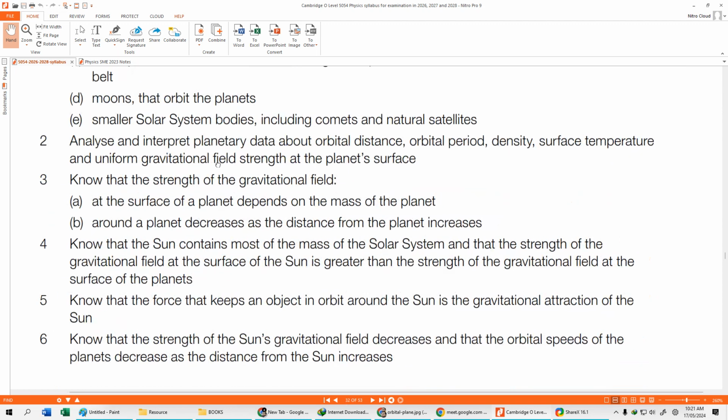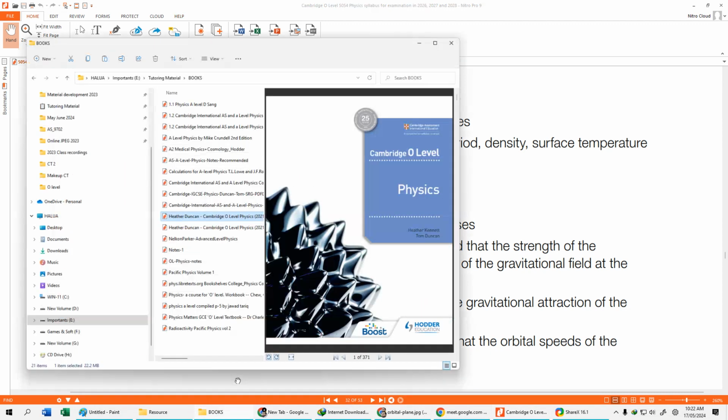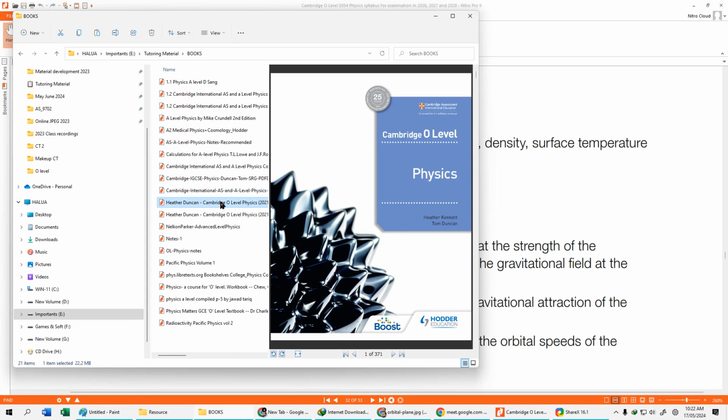Number 2, we can have a look over here. Analyze and interpret planetary data about orbital distance, orbital period, density, surface temperature, and uniform gravitational field strength at the planet's surface. This is a table that you have to somehow be able to work with. Now, this table is not in the IGCSE notes. I did not find it over there, but maybe it is there. I might have overlooked it. But it is very well given in the Heather Duncan book. So I'm going to pull this up.